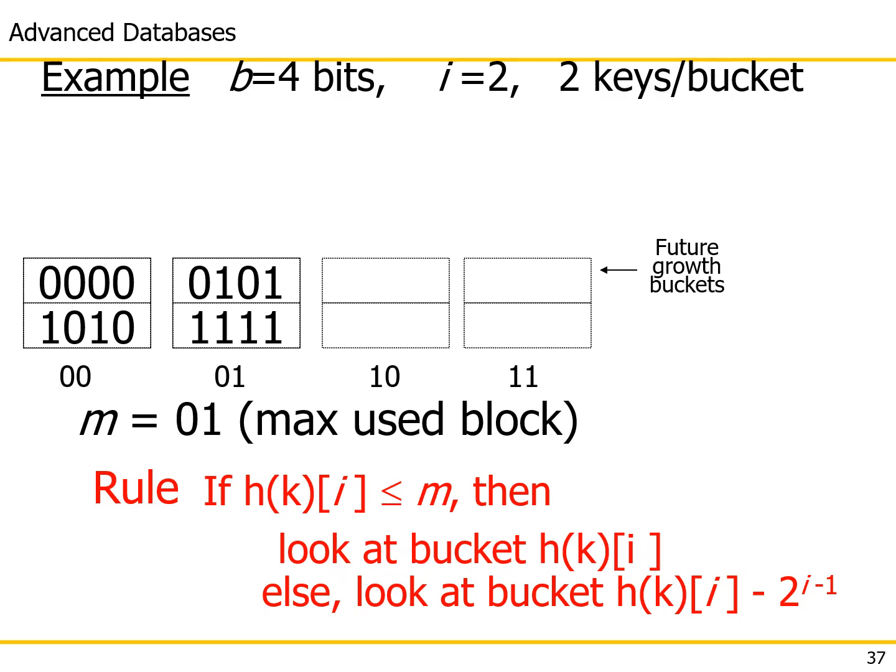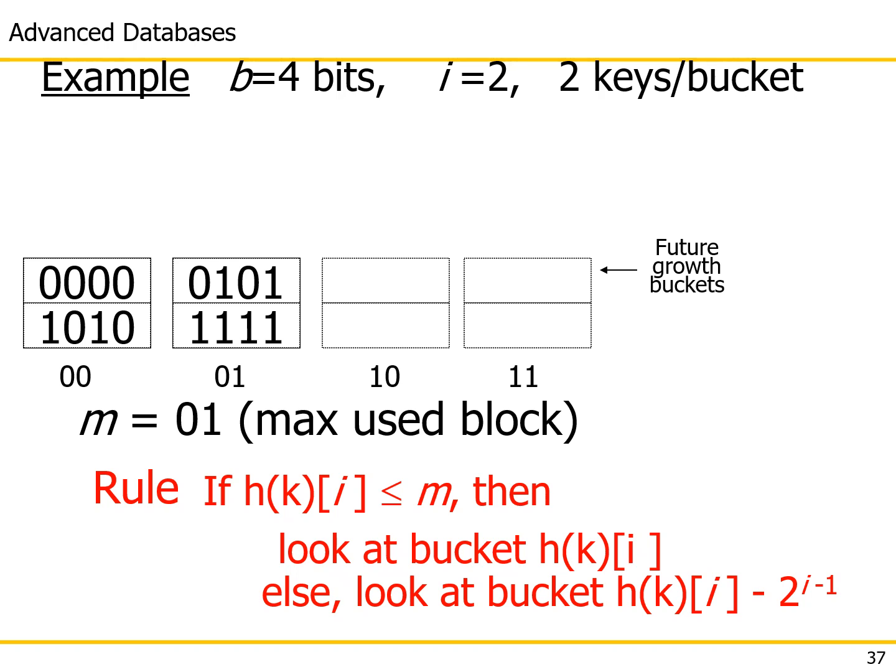And h of k sub I translated into decimal: that's the binary 10, and the decimal representation is 2. So this becomes 2 minus 2, which is equal to 0. That will take me to bucket or page 00.